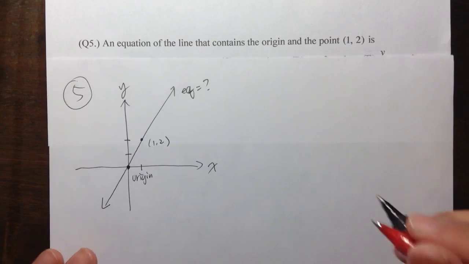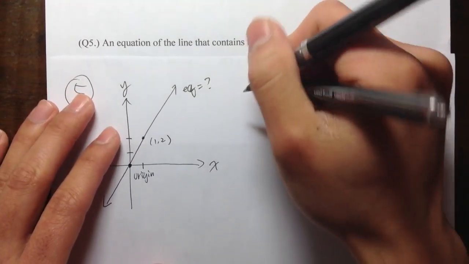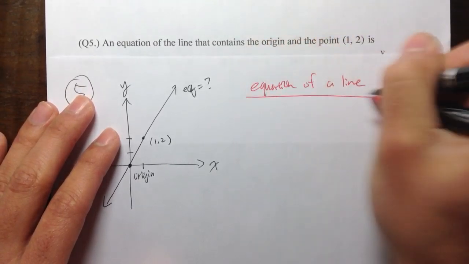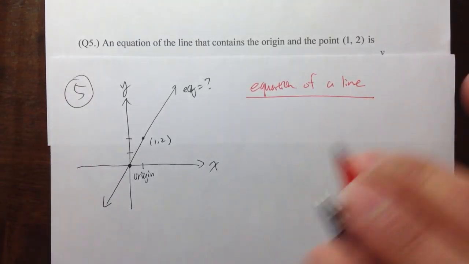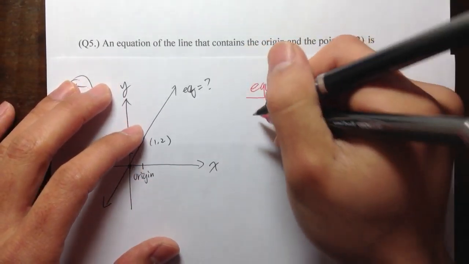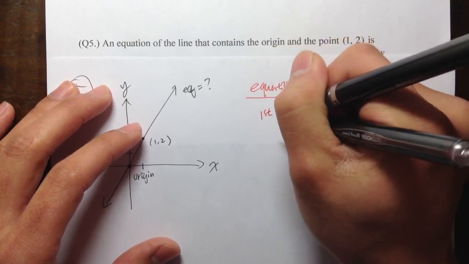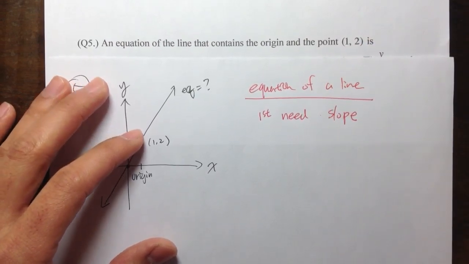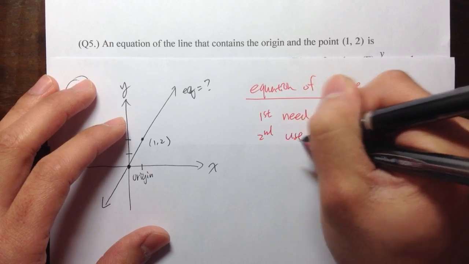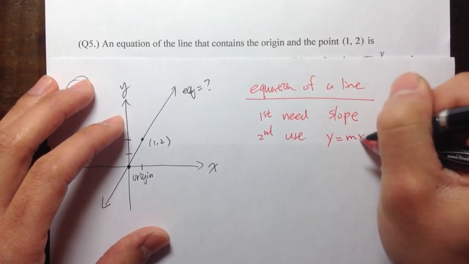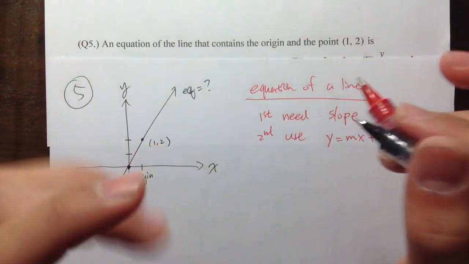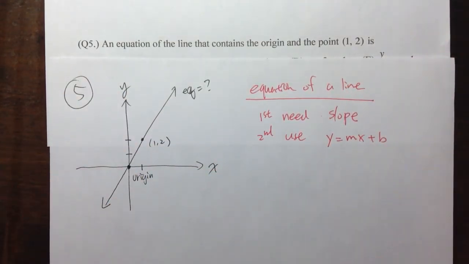So to figure out the equation of a line, we need 2 things. Again, there are many ways to do it. This is just one way to do it. One of the ways is, first, we need the slope. And then second, use y = mx + b, the slope and y-intercept form of the line. This is just one of the common ways to do it. So let's do it.